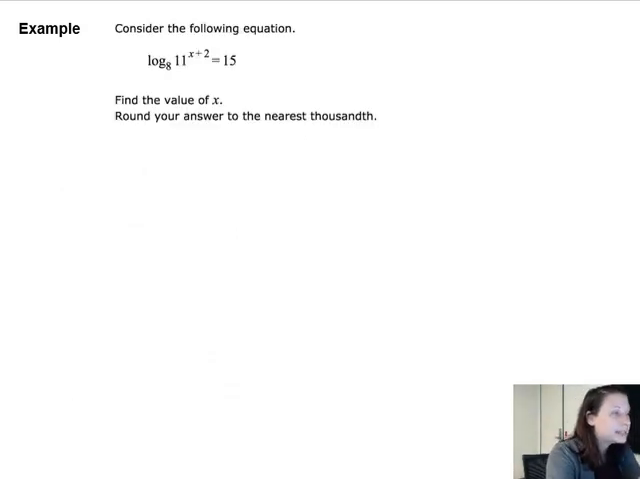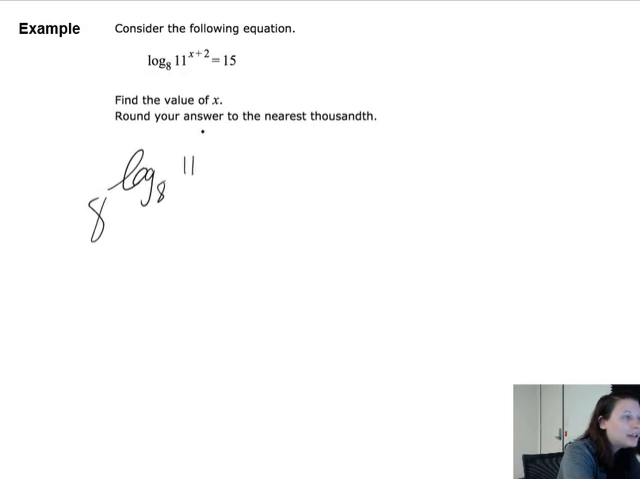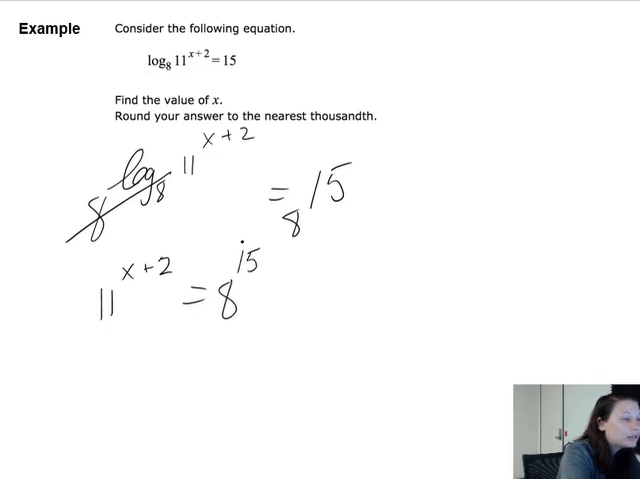Okay, next example. We want to find the value of x. So that means we need to figure out what the heck is going on, right? So first, we really don't like that log, right? So let's do a base 8 to get rid of it. So we have 8 to the log base 8 of 11x plus 2 equals 8 to the 15th, right? So then those cancel. We have 11x plus 2 equals 8 to the 15th.